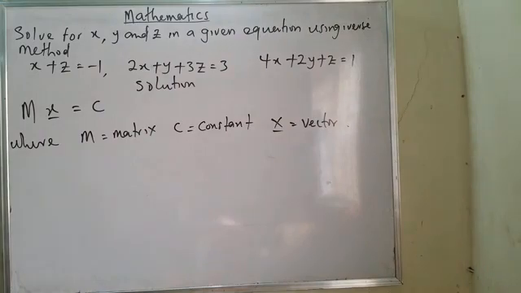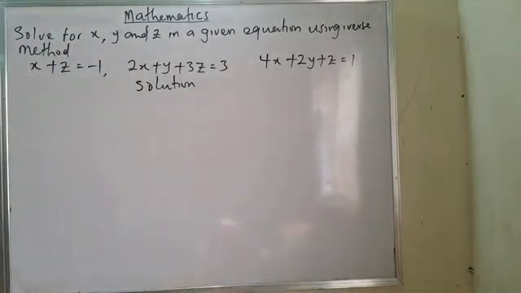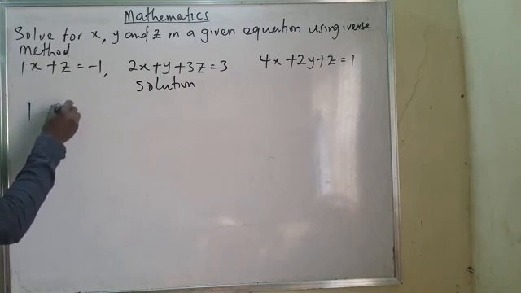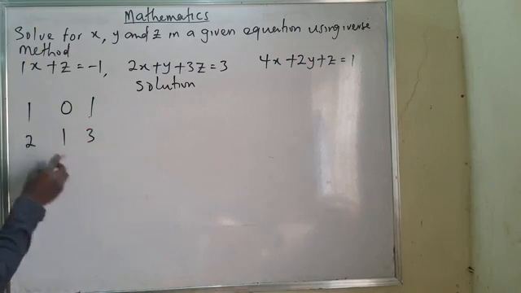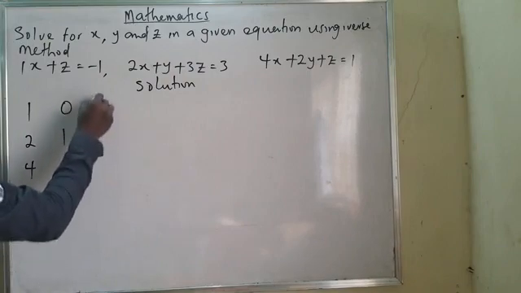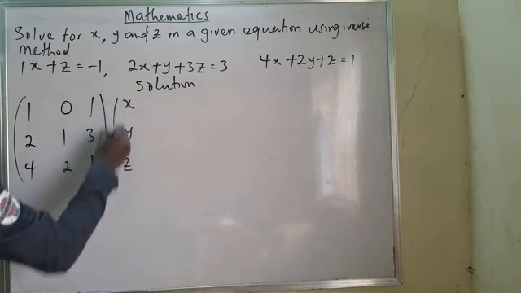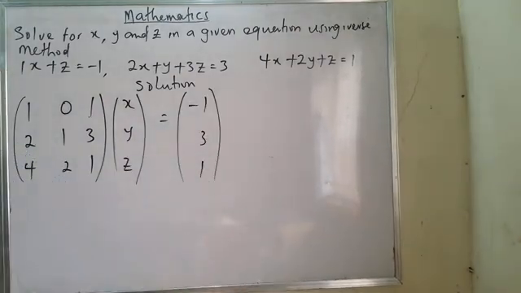Now, when I have something like this, I'm just trying to explain myself here. Let me go to the solution so that it will be very fast. If I should find this, don't forget I've told you m equals this. It means how do I generate my m from here? I can have 1, 0, 1, and the next one will be 2, 1, 3, and the last one will be 4, 2, 1. Now, what is the vector? The vector x, y, and z equals the constant, minus 1, 3, and 1. That is all you need to do.